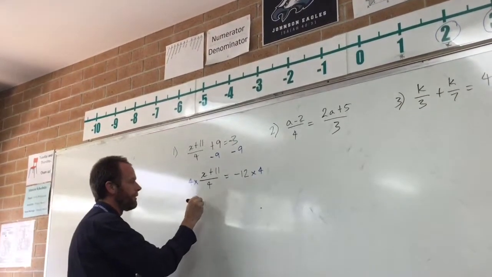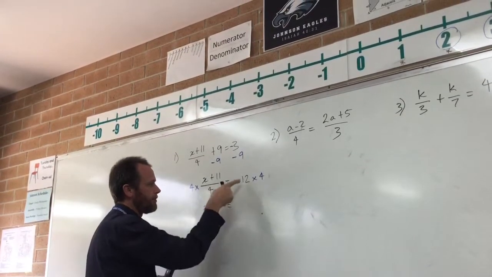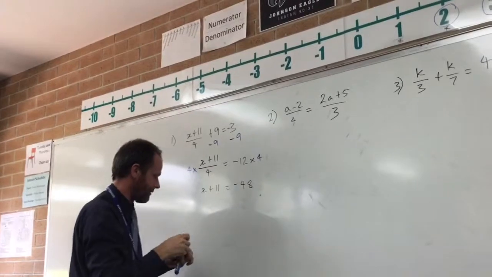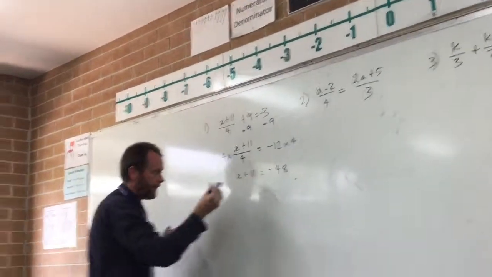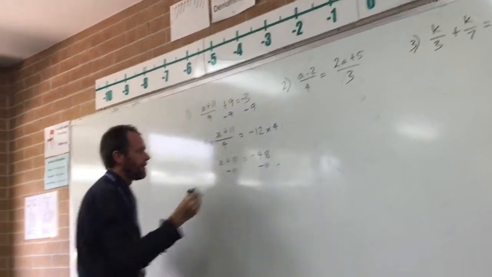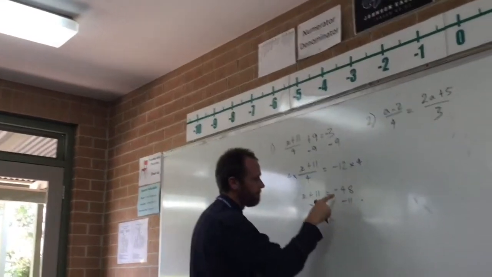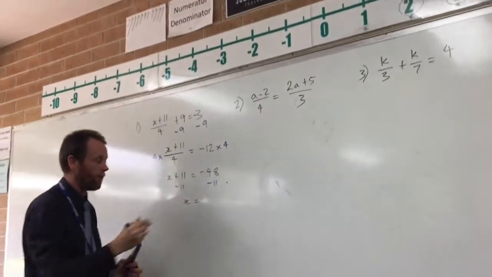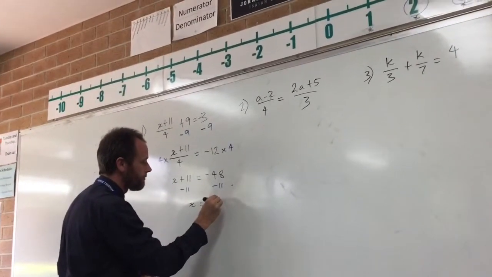So now I end up with x + 11 is equal to minus 12 times negative 4, which is minus 48. I then take 11 away from both sides. And when I do that, x equals minus 48 minus 11, we're going further into the negative realm, which is minus 59.